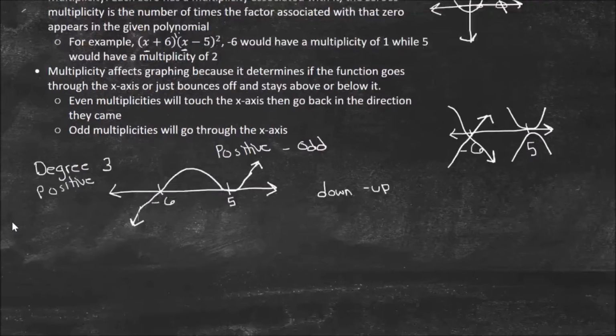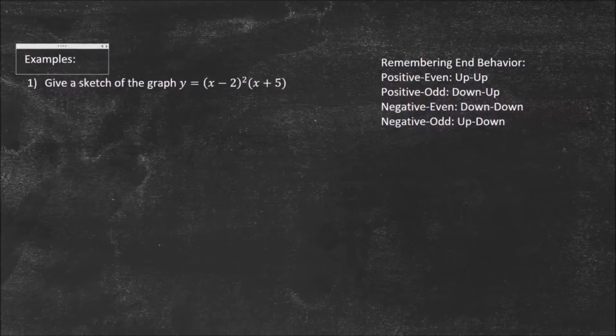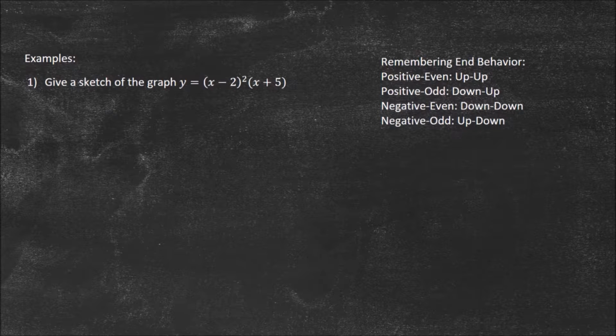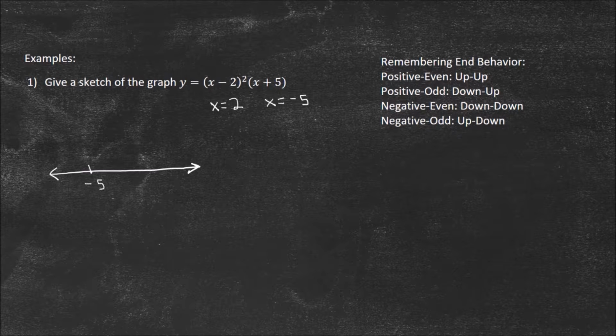So let's look at another example. Give a sketch of the graph x minus 2 squared times x plus 5. This is similar to the one we did. Step 1 is to always just draw a sign chart because we know we're going to have to use that eventually. Let's put our zeros in. So the 0 from x minus 2 is x equals 2. So we know it's going to go through the axis there. And then for x plus 5, we get x equals negative 5. We know it's going to go through the axis there. So I'm going to put negative 5 and positive 2 on my sign chart.